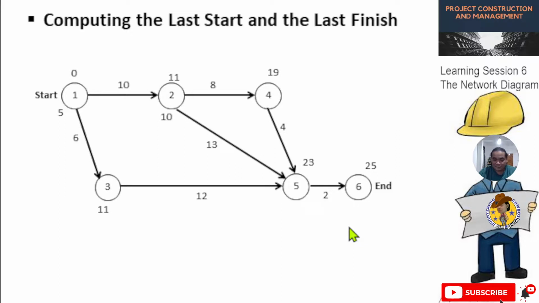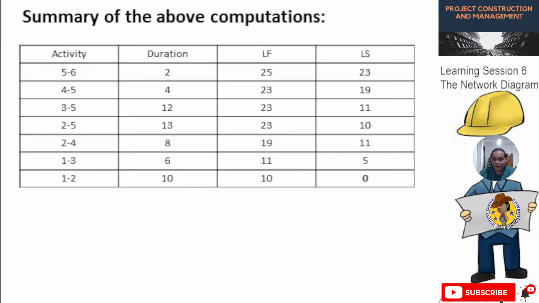Okay, so now guys, let's try computing the LS and LF, meaning the latest start and the latest finish. For this project, we already computed the ES and EF. So this is the diagram that we need to use for the LS and LF. For this one, we just need to track back our computation.